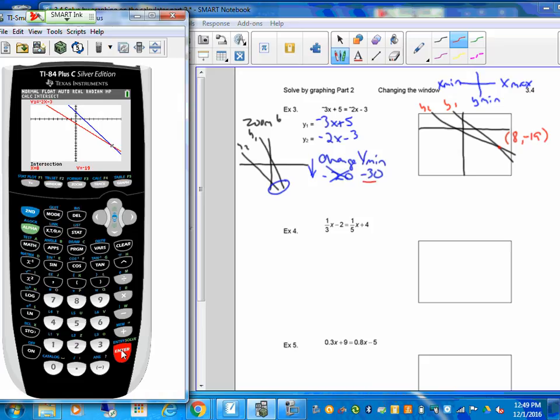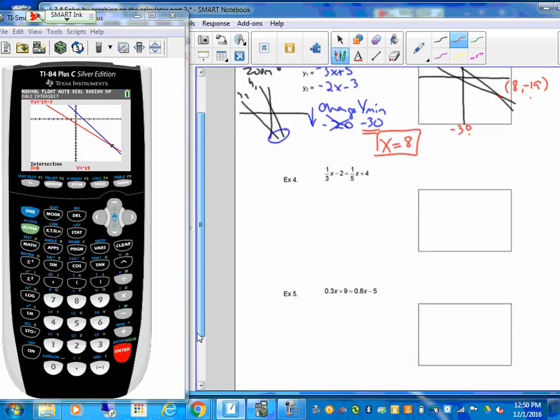We have 2 more things to do. We have to take this number that we've written on the side and we must write it on our picture so that this picture tells us everything. It tells us Y1, it tells us Y2, it tells us the point of intersection, and it tells us the window that we used. And then the final thing is to write the final answer, which is X equals. Okay, so number 3.